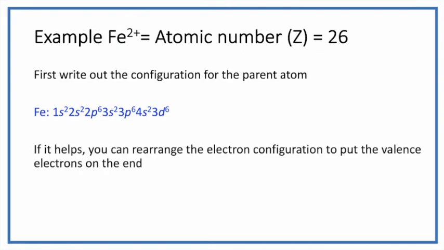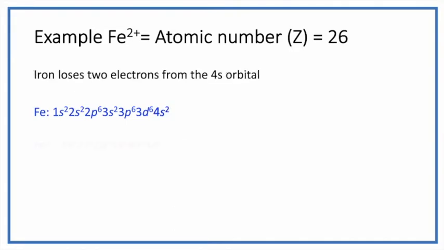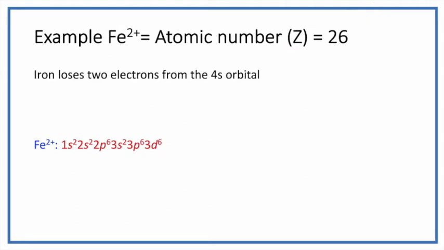And if it helps you to make the 3ds and the 4s's switch places so that the 4s's are on the outside, that is fine. You don't have to do that. But if it makes it easier for you, you can. So to get iron 2+, we are going to subtract 2 electrons, but we're going to take them from the 4s orbital. Remember, the 4s electrons are the outermost ones, and they're the valence electrons for iron. So our new electron configuration is 1s2, 2s2, 2p6, 3s2, 3p6, 3d6, and we've lost our s electrons.